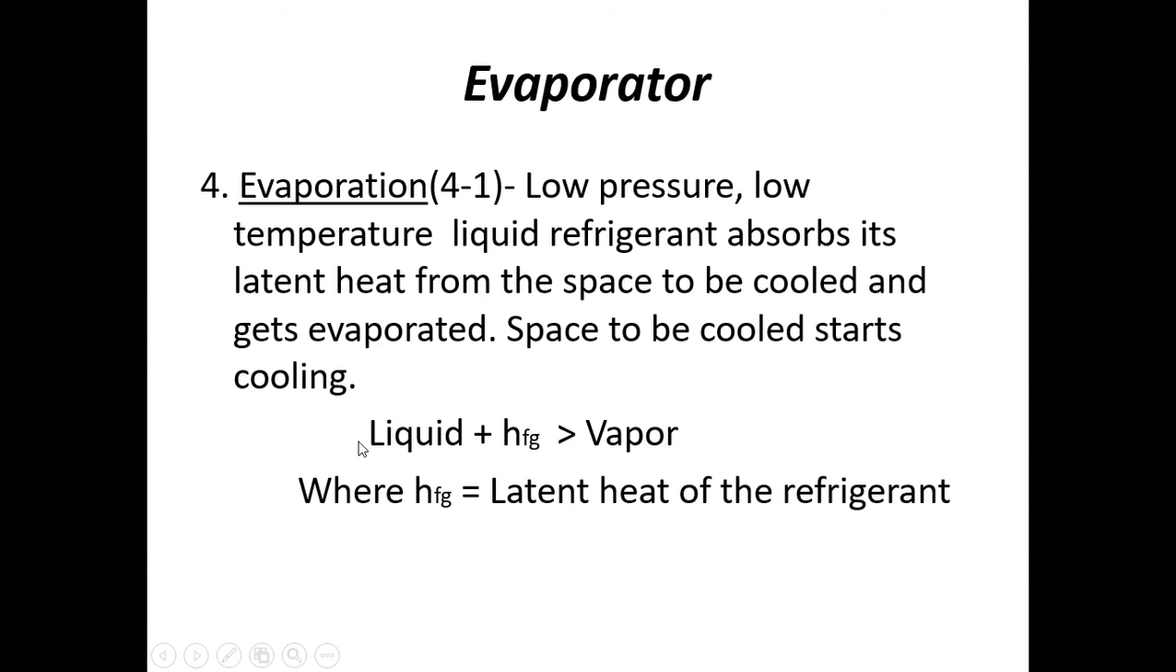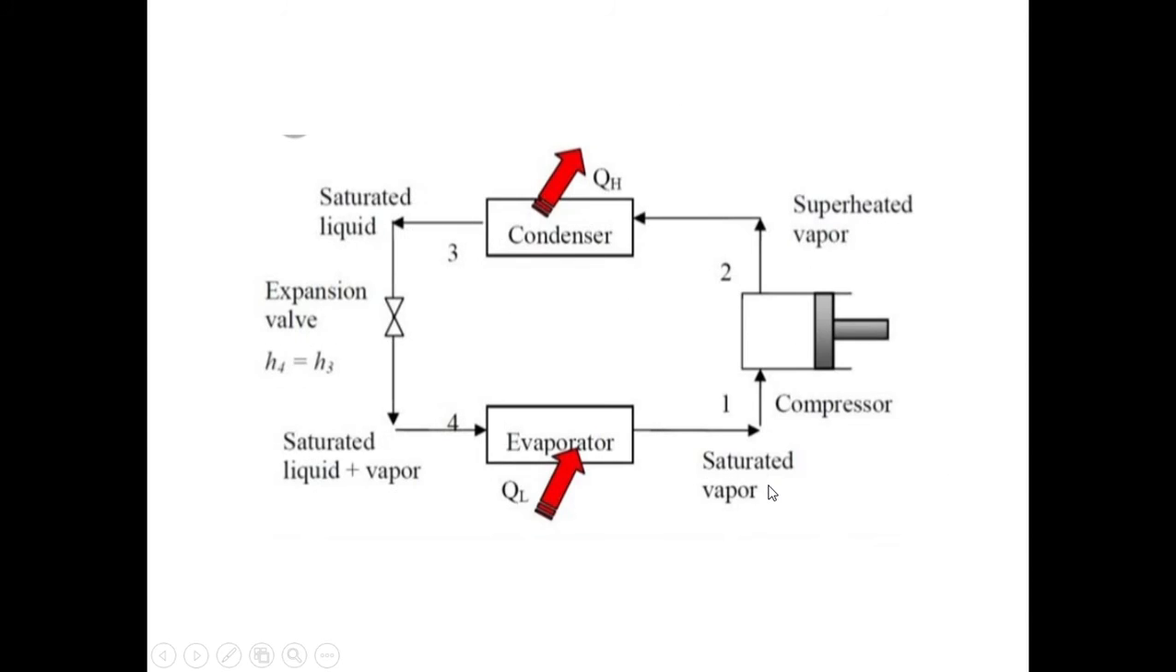That is, liquid refrigerant absorbs its latent heat and gets vaporized. You have h_fg: liquid plus h_fg gives vapor, where h_fg is the latent heat of the refrigerant. Now this is again the vapor compression refrigeration. I'll explain this diagram once more.